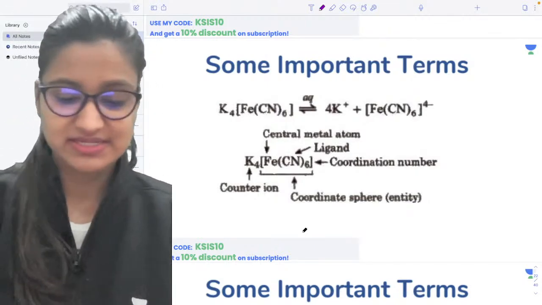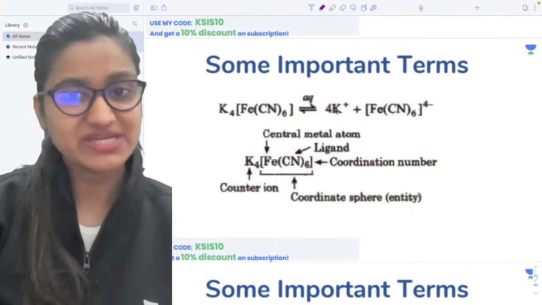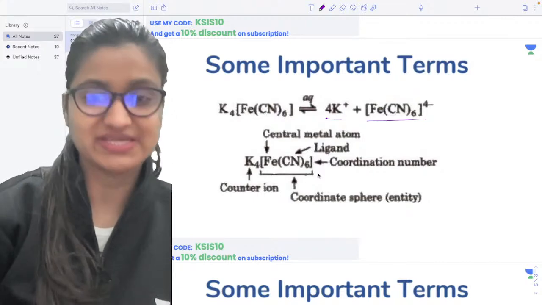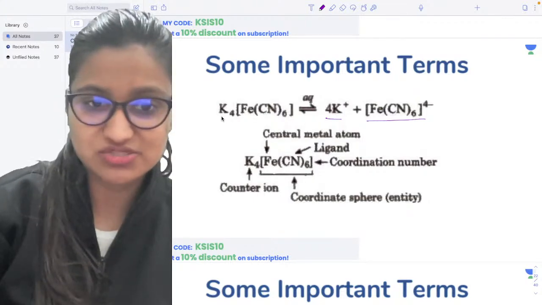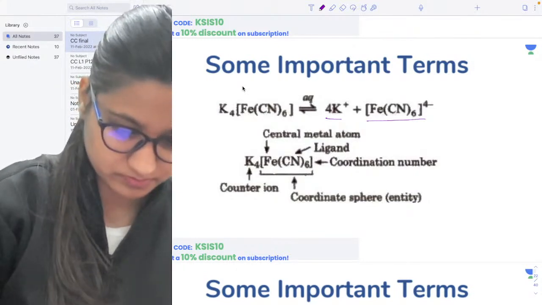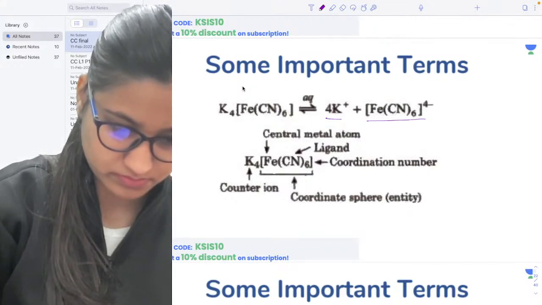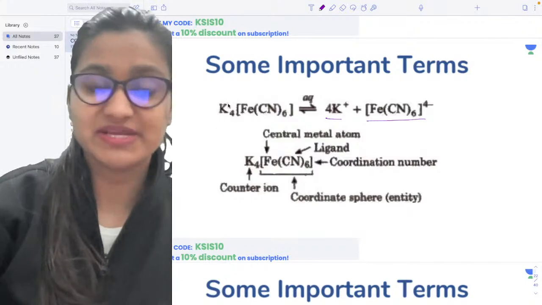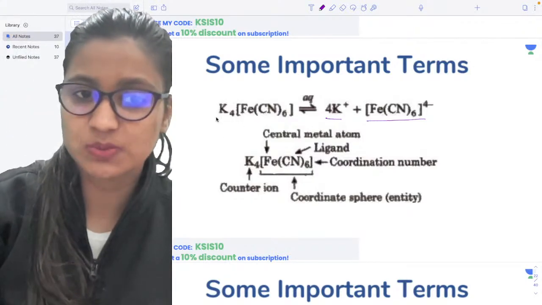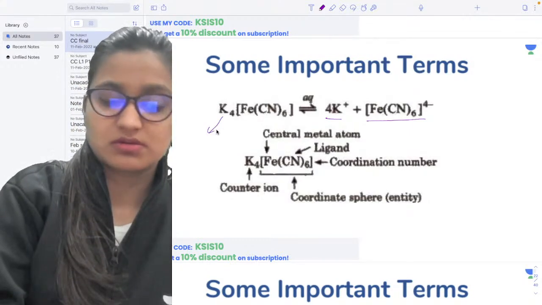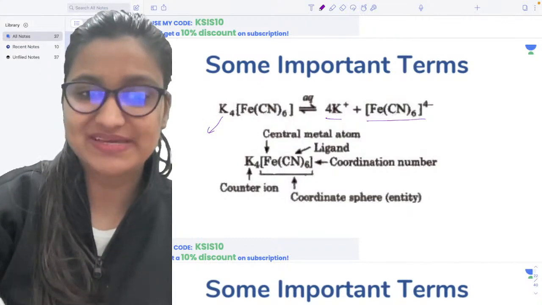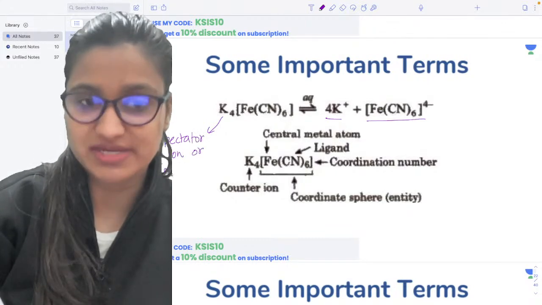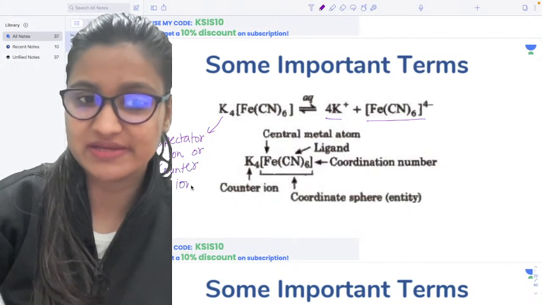So you can see here that K4[Fe(CN)6] gets dissociated as 4K+ and [Fe(CN)6]4-. The atom or ion which is present outside the square bracket, you call it a spectator ion or counter ion. You call it a spectator ion or counter ion.